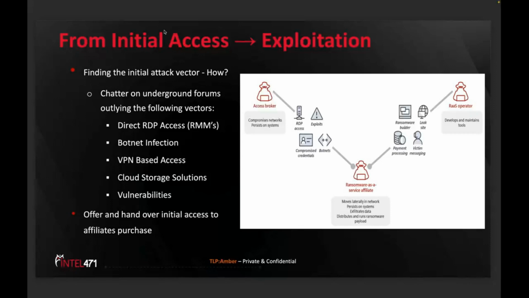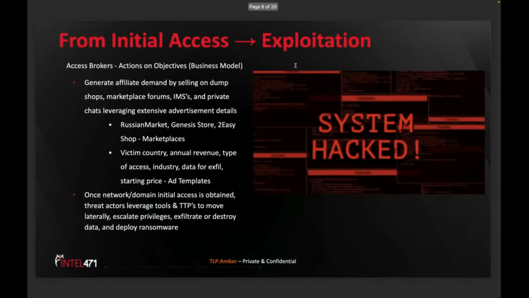So we offer and hand over initial access to affiliates that purchase it, basically. That's essentially the transaction phase: the offering and the handover of initial access to the affiliates. So again, that's the phase, the tactic to the broker, to the RAS operator, to initiate the encryption or the ransomware activity.